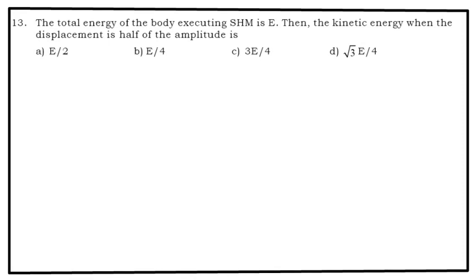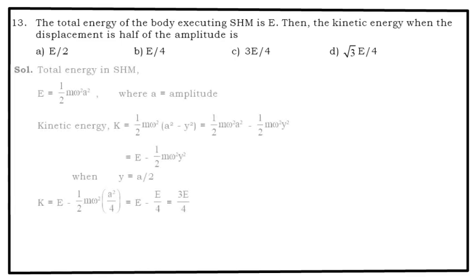Problem number 13. The total energy of the body executing SHM is E. Then the kinetic energy when the displacement is half of the amplitude is: option A is E by 2, option B is E by 4, option C is 3E by 4, option D is root 3E by 4. Total energy in SHM is E, half m omega square a square, where a is the amplitude. The kinetic energy K is equal to half m omega square bracket a square minus y square. You open the bracket, so you get E minus half m omega square y square. Now when y is equal to a by 2, you put the value there. So you get it as 3E by 4.